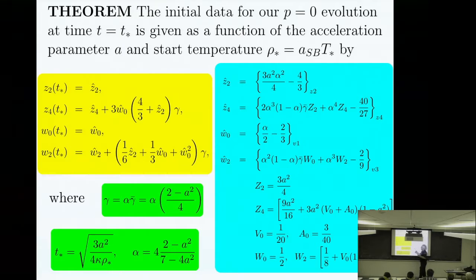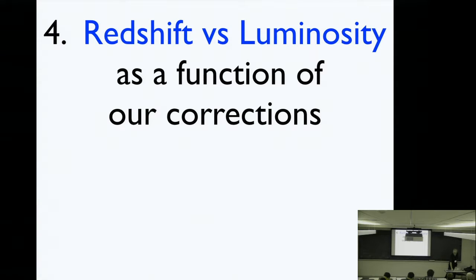But the problem is the temperature. You know that the temperature drops to zero on a constant energy surface, which, unlike the Friedmann space, is not the same as the constant time surface. So you have to pull this back to a constant time. And when you pull it back to a constant time, you get the initial data. Here it is, and it involves these gammas that involve the A's. But there's the initial data. Now we can just plug that data into the computer and evolve it.